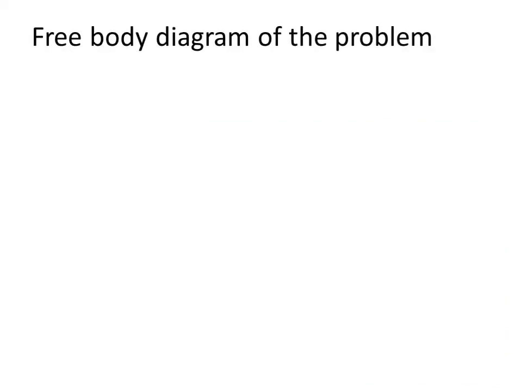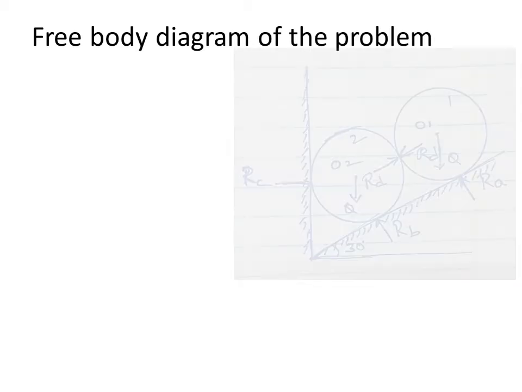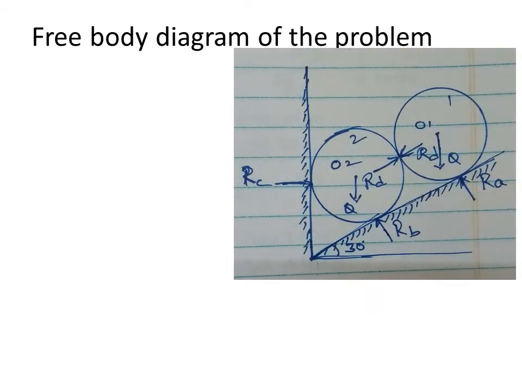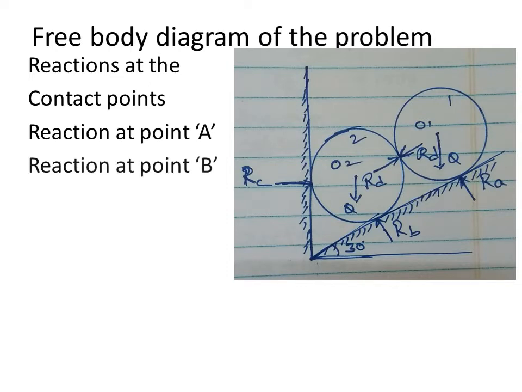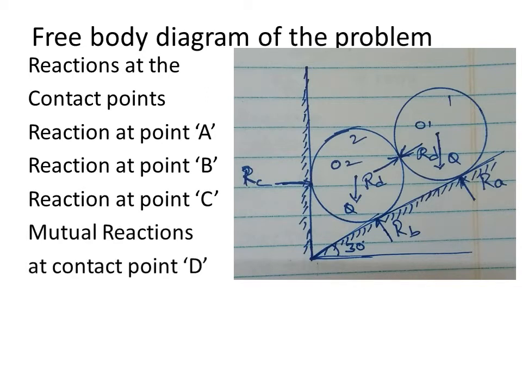Let us first consider the free body diagram of the problem. This is a free body diagram. The reactions at the contact points: reaction at point A, reaction at point B, reaction at point C, mutual reactions at contact point D, and the own weight of the rollers.